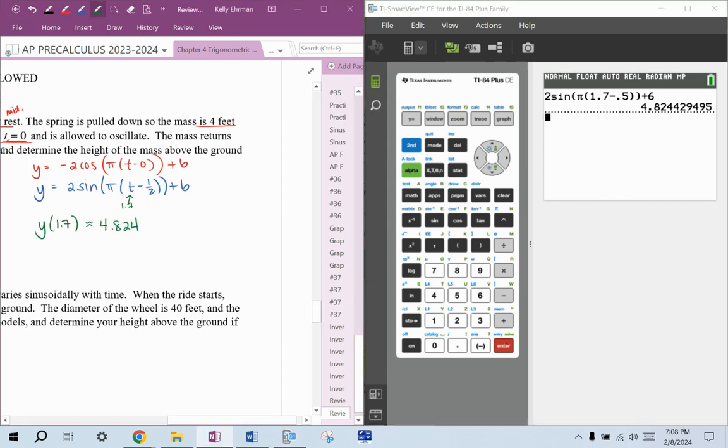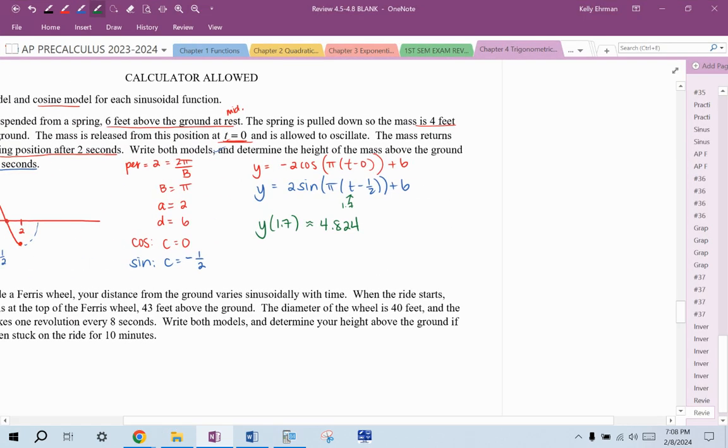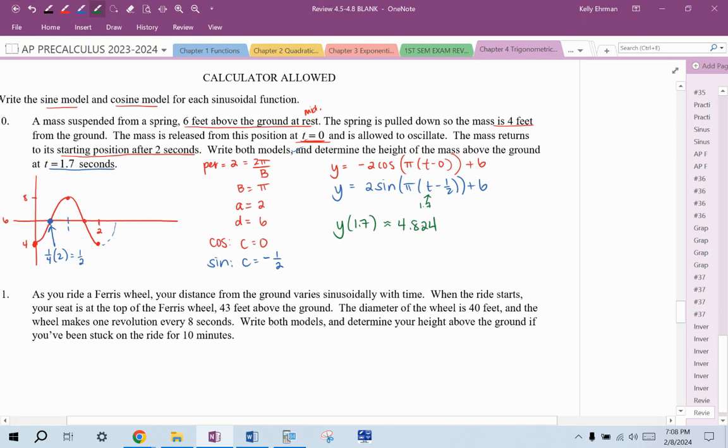If you have extra time on your test, check this in the other model, and if you get the same answer, that's a pretty good indication that you have the correct equations for both of those. And the label on this is feet. So models and answer right there.